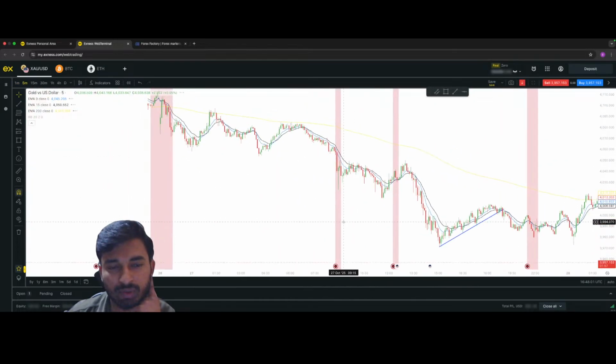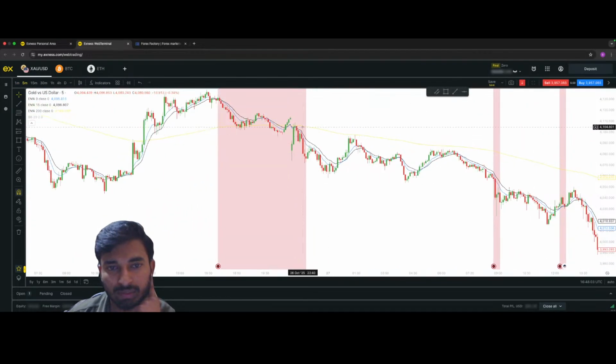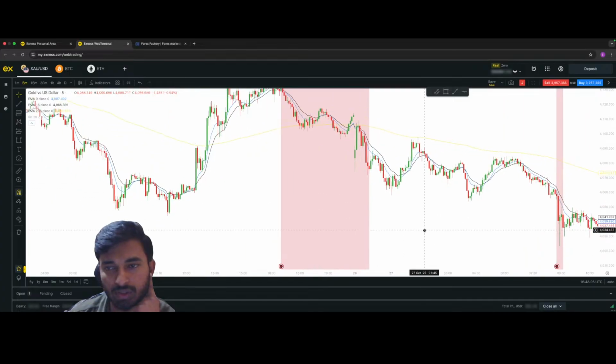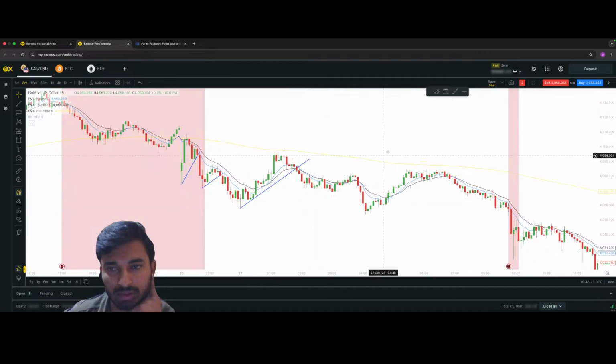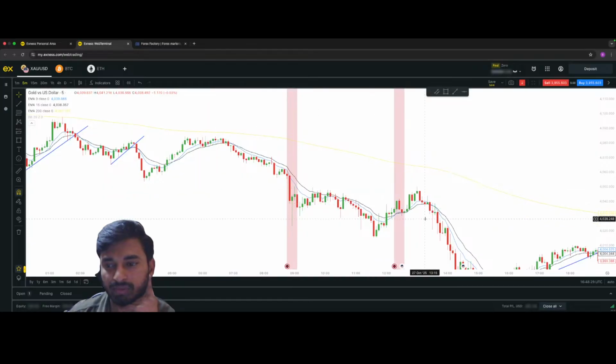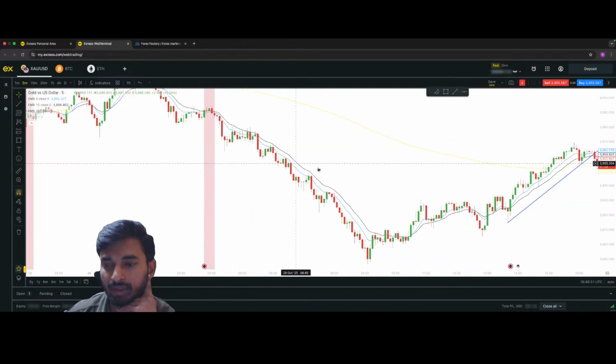See, so much of opportunity here. Below 200, then very short. You have to short like anything. See, here trend line. Here also there is a trend line, short. Here trend line, short. Here trend line, short. So much of opportunity. We'll see in gold also.